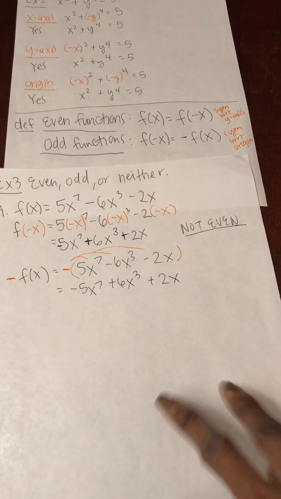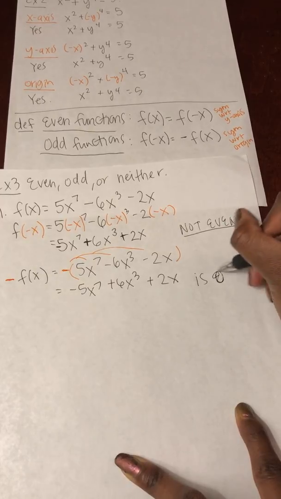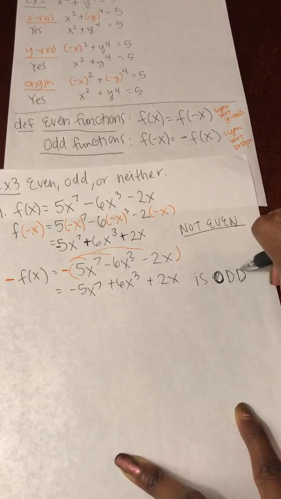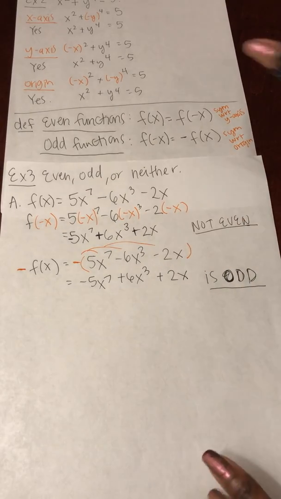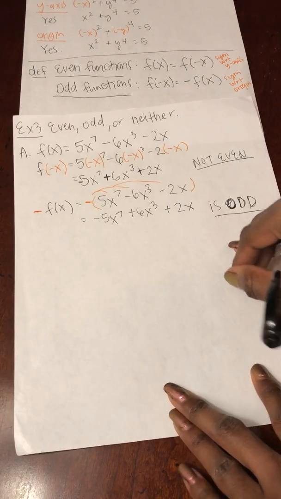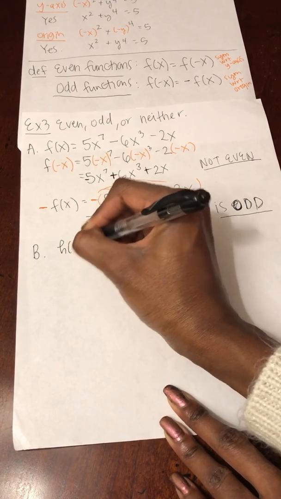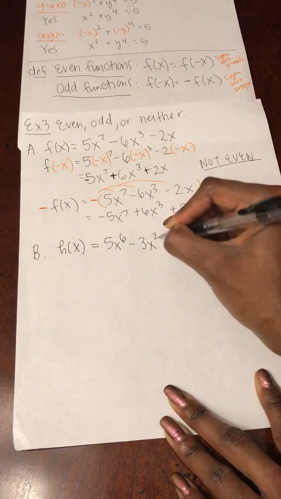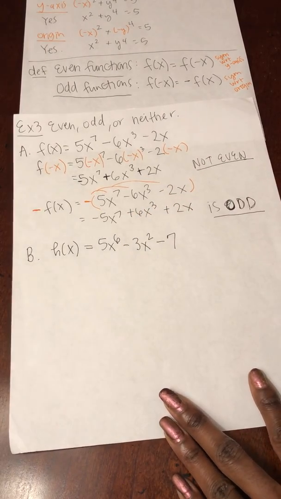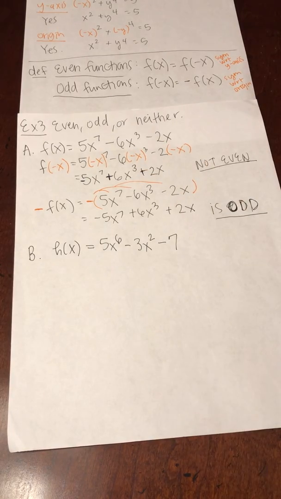Are they? Yeah, okay. So that means that this is even. Excuse me, this is odd. We've already done even. Okay, so this is an odd function. Perfect. And part B, let's look at h of x equal to 5x to the 6 minus 3x squared minus 7. Okay, and we want to check whether it is even, odd, or neither. Okay, and this is the problem that I want you guys to do on your own and turn it in during class.